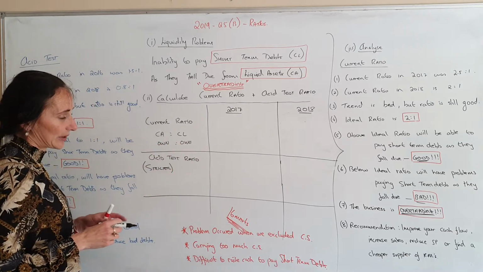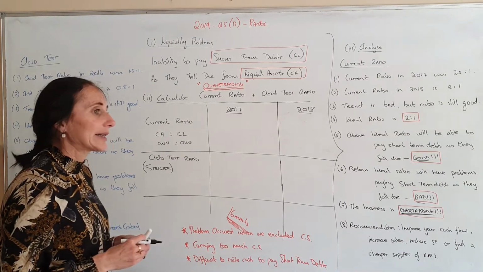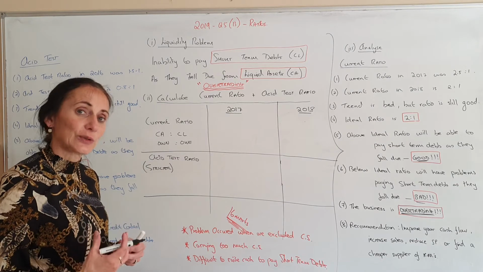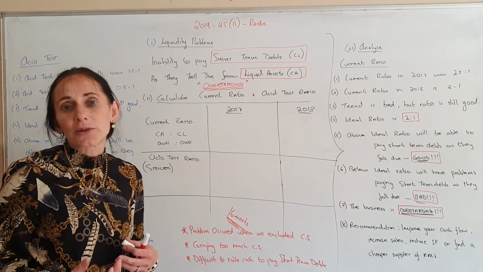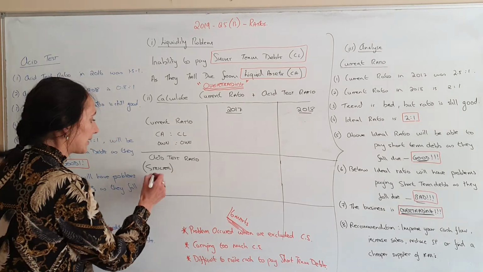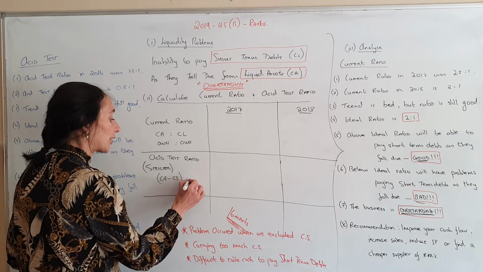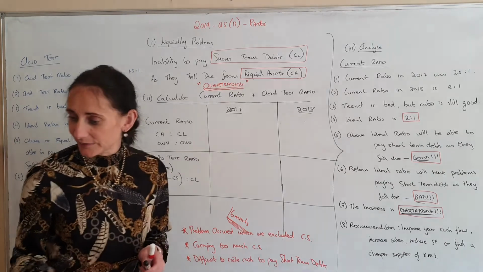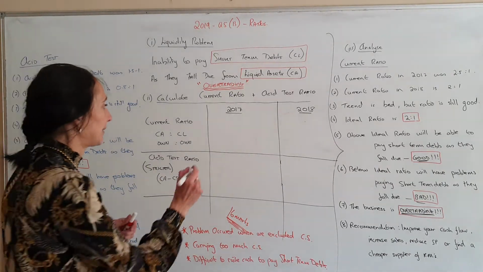Now, the asset test ratio is a much stricter test of your ability to pay. The difference here is they don't allow you to include your closing stock as an asset that you can get cash from quickly, in case your closing stock is stock that is very difficult to sell. So this one is current assets, but you have to remove the closing stock. Looking at these, in 2017, the current assets are 40 and the current liabilities are 20.